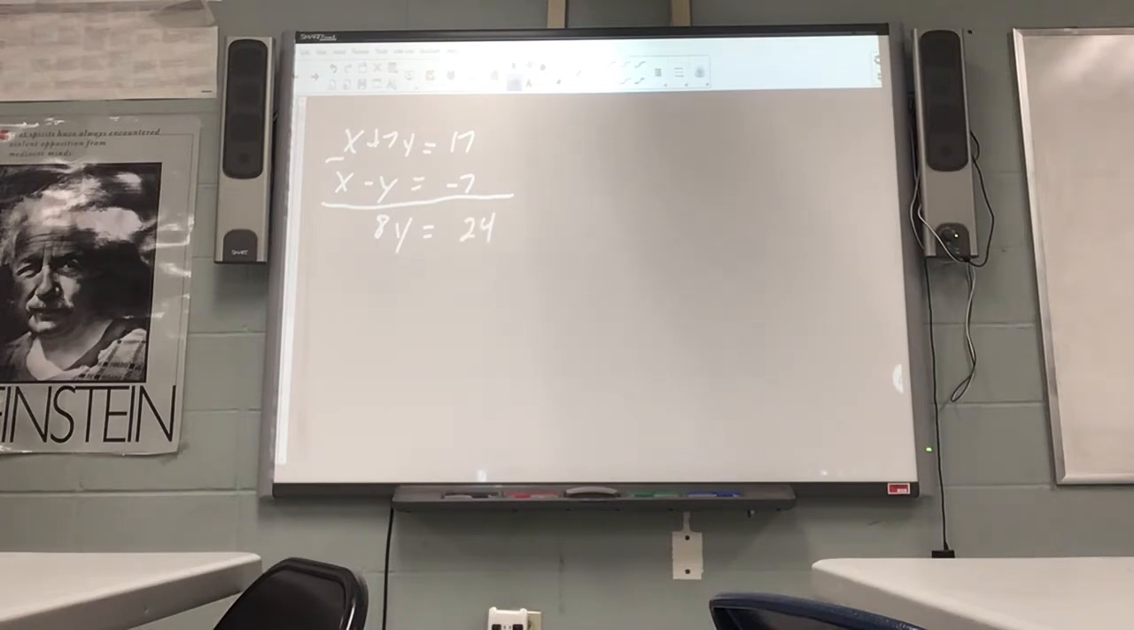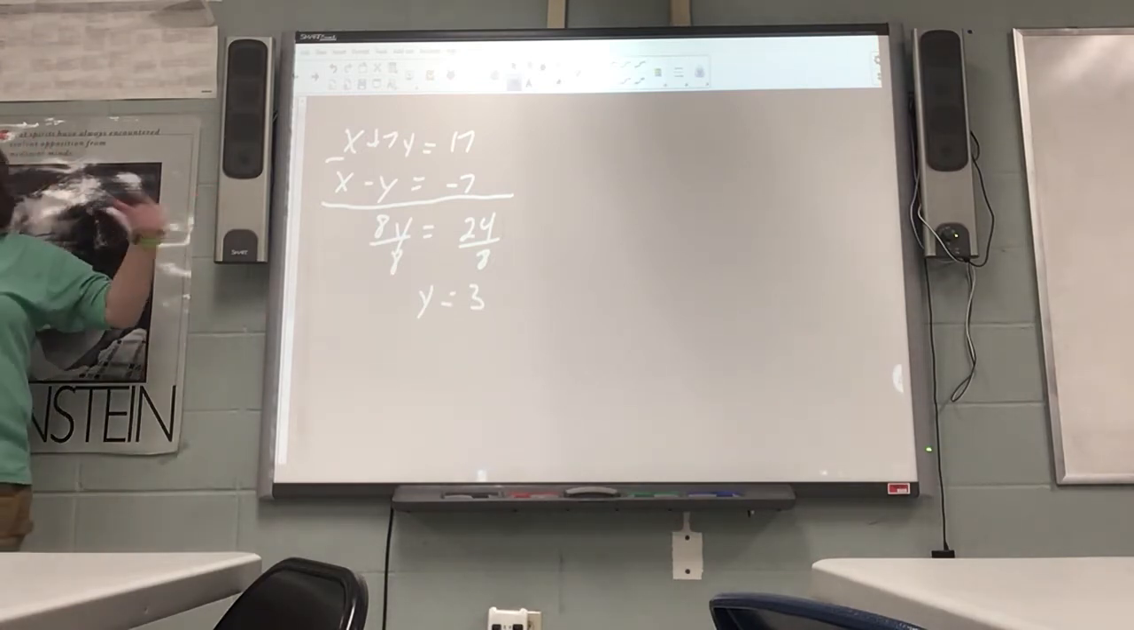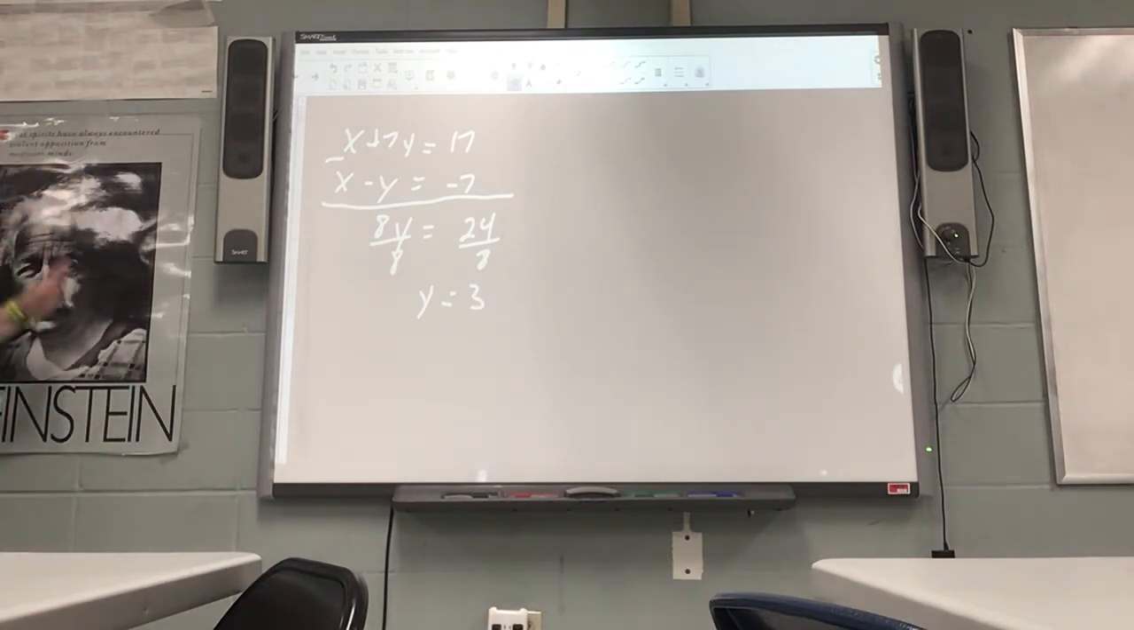Look at this, we've almost got our y. Divide by 8. And y equals 3. Way easier, way faster than what we've done so far. I like this one. But this one was ready for that. Keep that in mind. But we're not done.